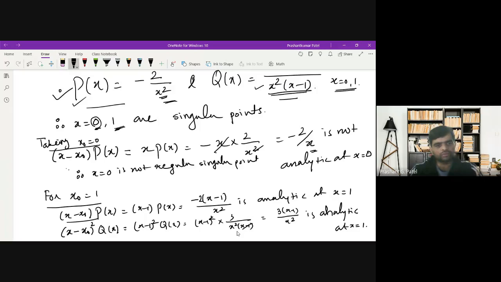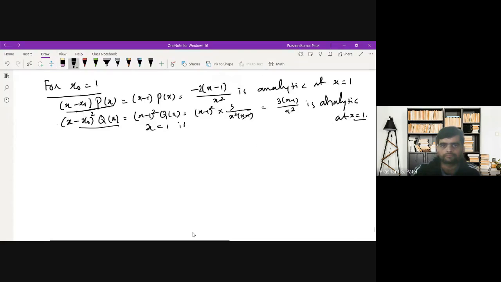Since x minus x0 times p of x is analytic at the point x is equal to 1, and the second function x minus x0 square times q of x is also analytic at the point x is equal to 1, we can say that x is equal to 1 is a regular singular point. Okay, so that we need to write down here: x is equal to 1 is the regular singular point for this function.